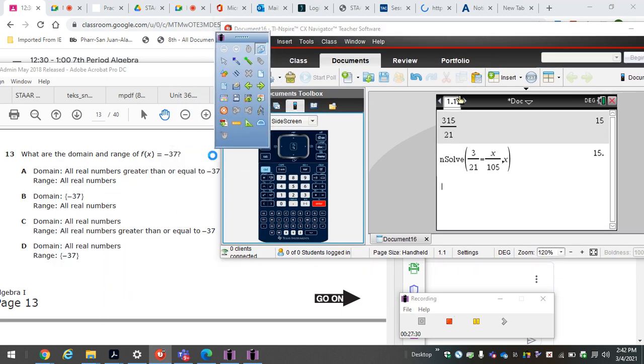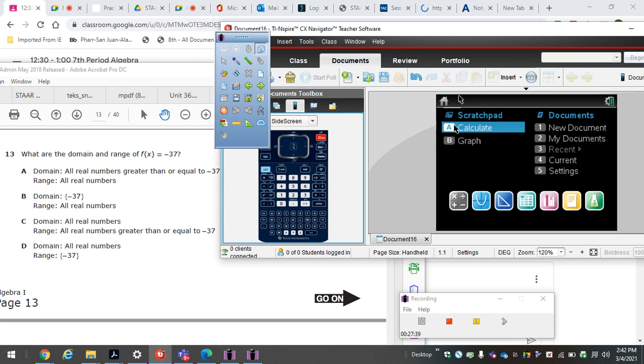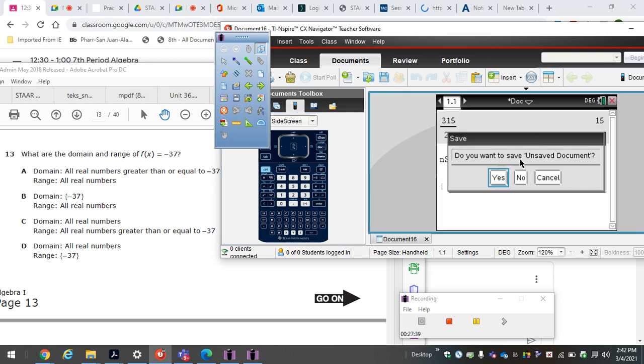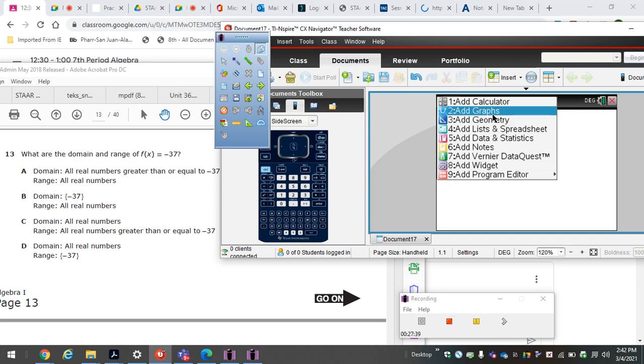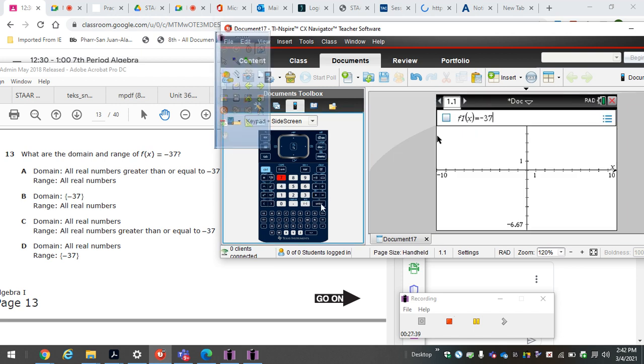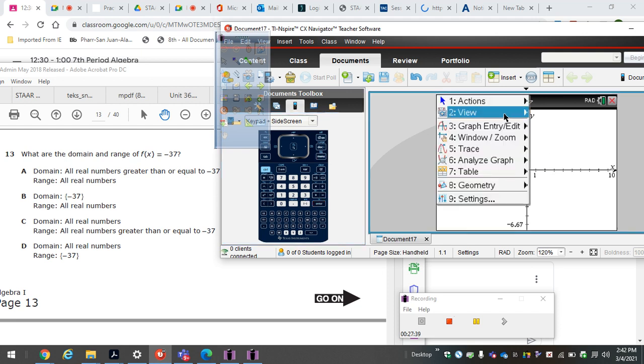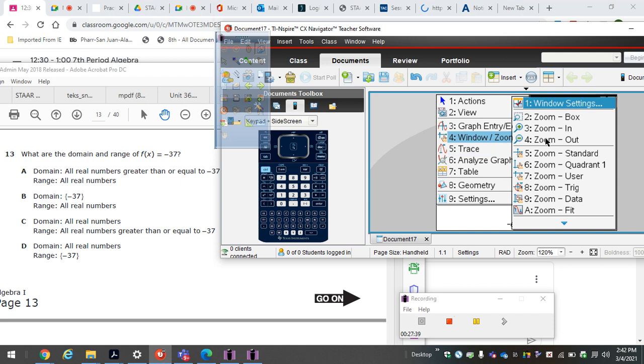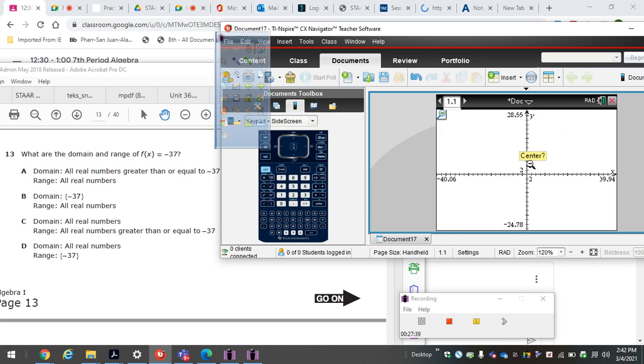Okay, that one right there, I'm going to go to a new document. The new document is going to be a graph. Now it says negative 37. Graphic. I just don't see it. You know where it's at? I don't either. So I'm going to come here to view. You know what? Window, zoom out here. Oh wait, there it is.